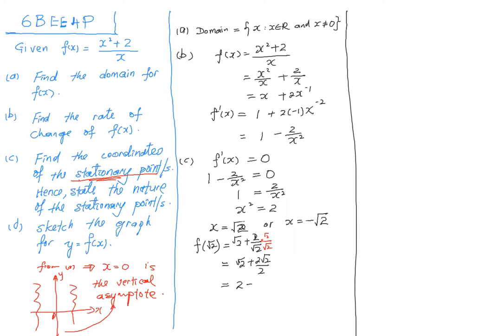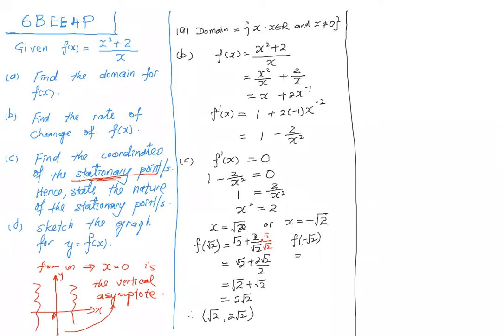Is that okay? Yes, Miss. Thank you. So I have root 2 plus root 2. So root 2 plus root 2 is 2 root 2, correct? So therefore I have this point, root 2 and 2 root 2. The other one, you also do the same.